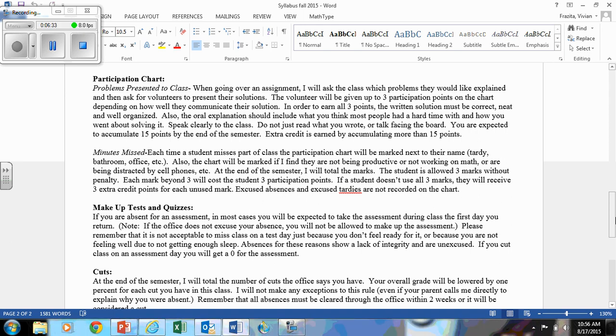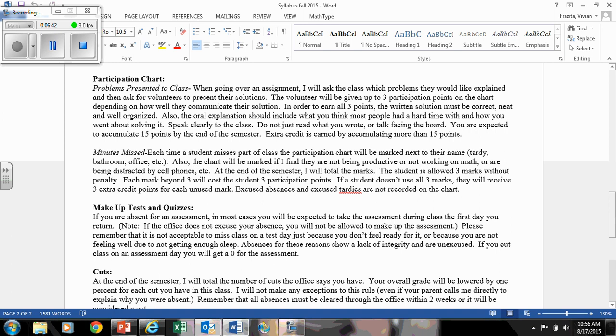The minutes missed, as I said, these are the negatives. So if you're late or you have to run to the bathroom, something like that, I'll mark the chart on the wall that has the recording of all these participation points. And you're allowed to have 3 marks in the semester. But if you get more marks than 3, then I start deducting off your participation score. So you're trying to accumulate points by coming to the board. But if you're tardy a lot, you'll have to come to the board more often than others just to make sure you get all of your participation points.